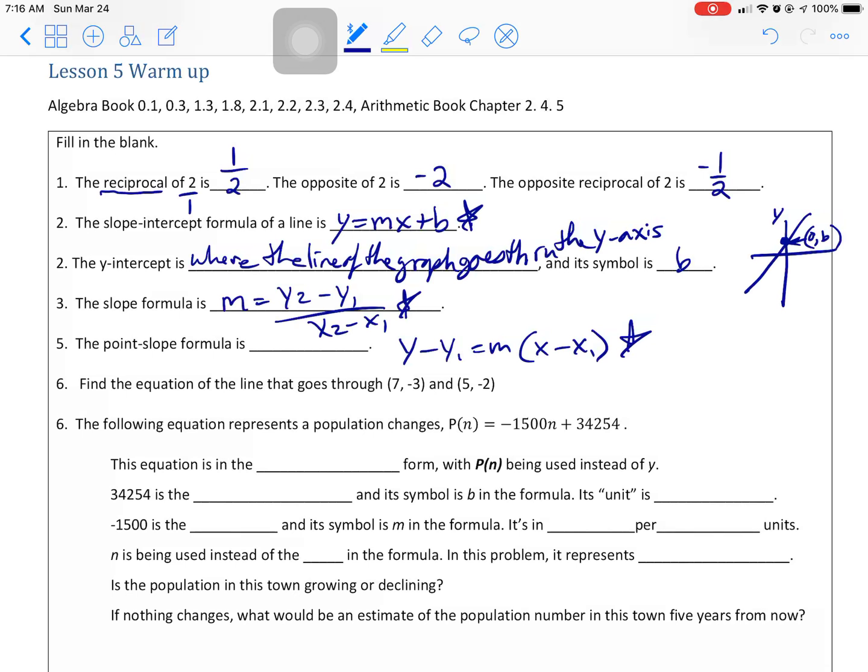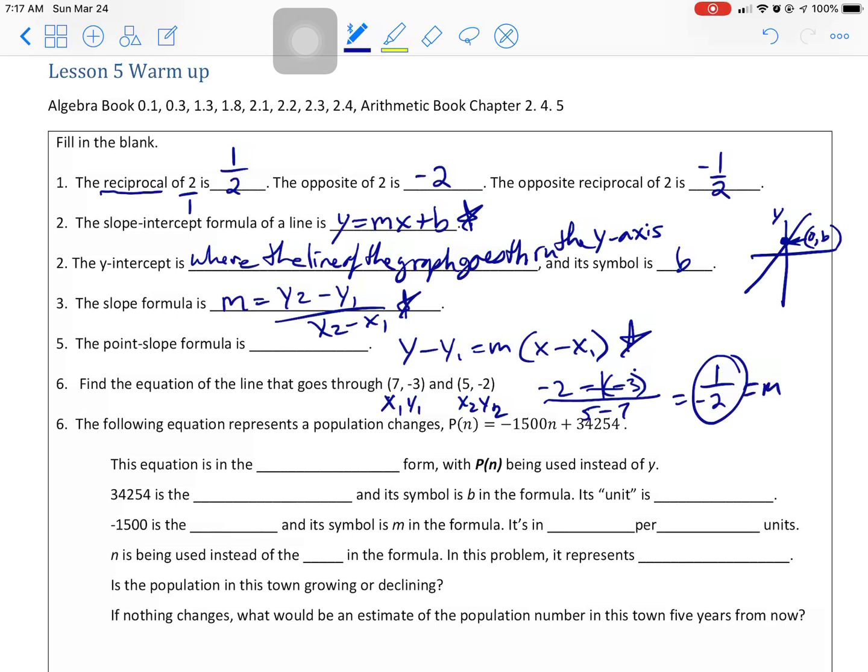Find the equation of a line that goes through these points. This is point 1. This is point 2. We use the slope formula, so negative 2 minus a negative 3 over 5 minus 7. That's one big plus, so that's a positive 1. 5 minus 7 is a negative 2. So my slope is a negative 1/2.